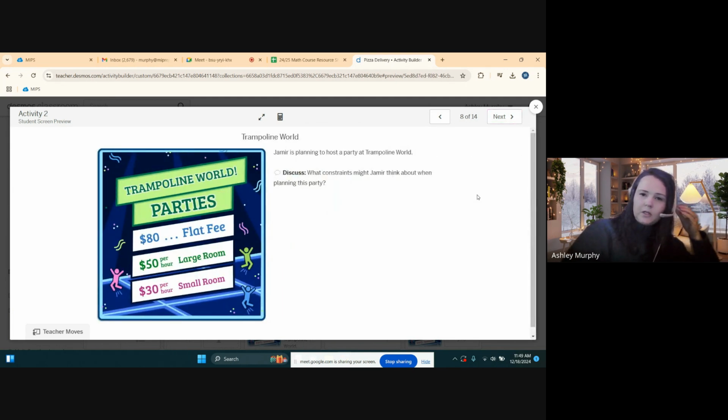Okay. Jameer is planning to host a party at Trampoline World. So what constraints do you see here? Let's see. Well, the price is per hour. So one of the constraints you have is you would have to have the time that you rented out the facility be per hour. You can't go for like 5 or 10 minutes, or you would kind of waste your money on that. There is a flat fee of $80. So and then it's additionally priced after that. So you would have to have a minimum of $80. So that would be a greater than or equal to $80. That's how much money you would have to have.